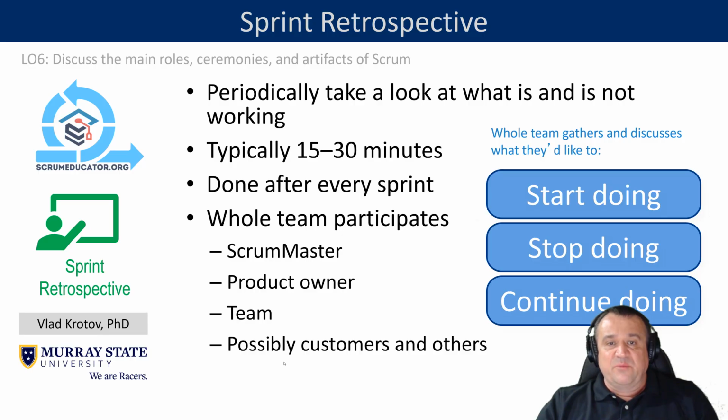Okay, sprint retrospective. Periodically, you as a team take a look at what is and is not working well. Typically, the meeting lasts 15 to 30 minutes. The team gathers and discusses what they would like to start doing, stop doing, or continue doing to improve their work. It can be done after every sprint or once in a while when you feel that adjustments to teamwork are necessary. The whole team participates, such as the Scrum Master, Product Owner, and the entire team members. Possibly you can add customers and others to offer input on what needs to be changed in teamwork as well.